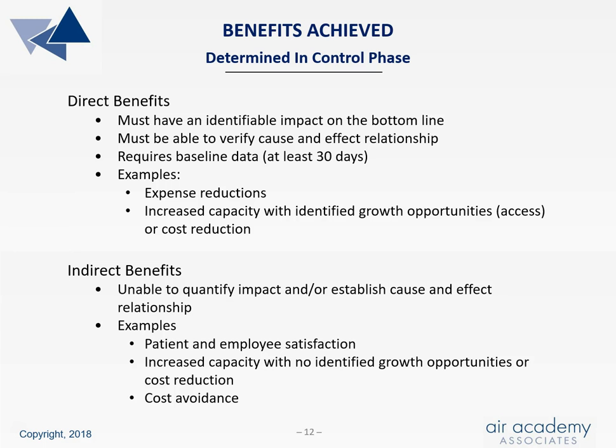We see that direct benefits must have identifiable impact on the bottom line, and must be able to verify a cause and effect relationship. They typically require about 30 days of tracking to establish baseline data. Some good examples might be expense reductions, increased capacity with identified growth opportunities, or cost reduction.